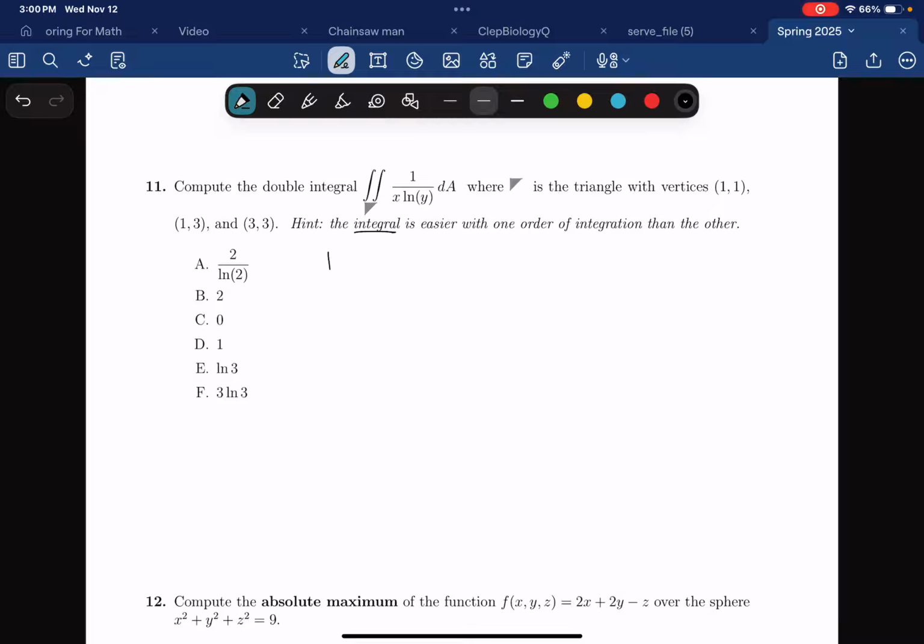So let me draw out this triangle, shall we? It goes (1, 1), (1, 3), and that's about (3, 3).